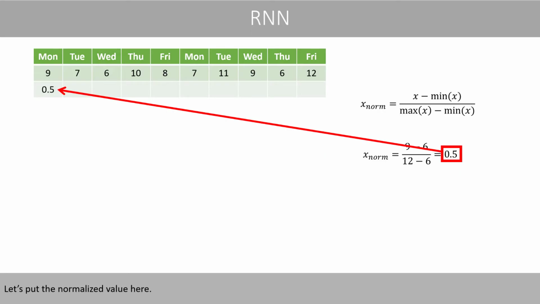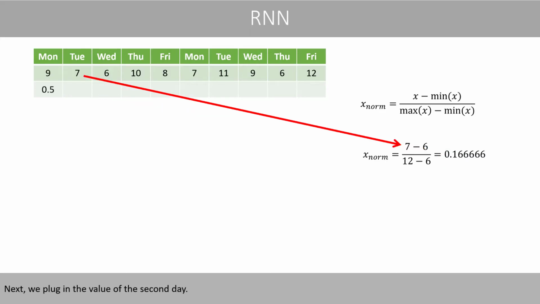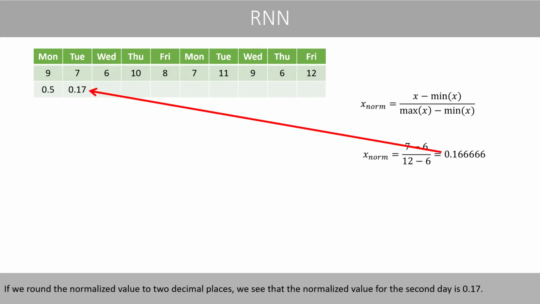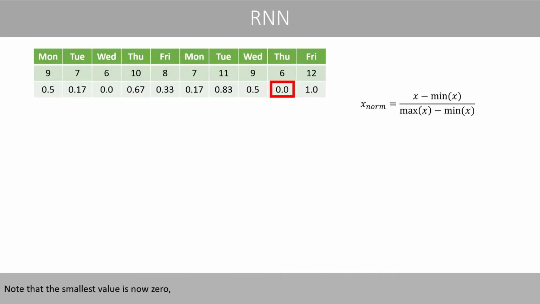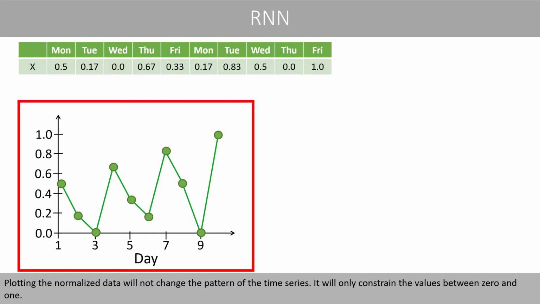Let's put the normalized value here. Next, we plug in the value of the second day. If we round the normalized value to 2 decimal places, we see that the normalized value for the second day is 0.17. These are the normalized values for the other 8 days. Note that the smallest value is now 0, whereas the largest value in the dataset is now 1. Plotting the normalized data will not change the pattern of the time series. It will only constrain the values between 0 and 1.